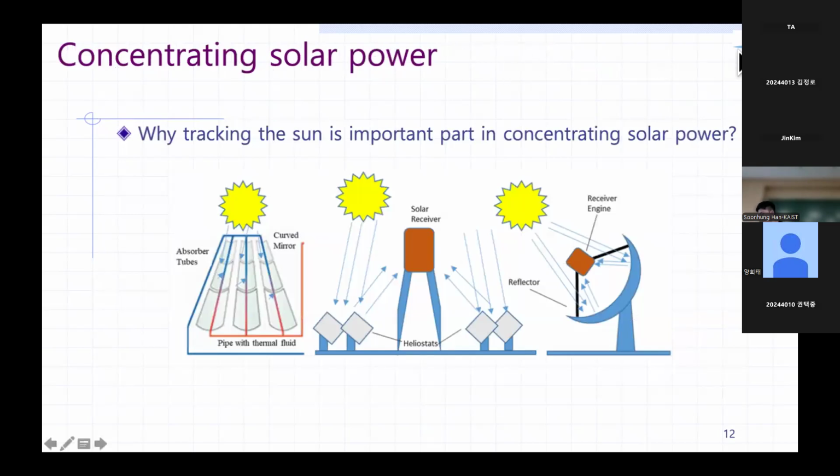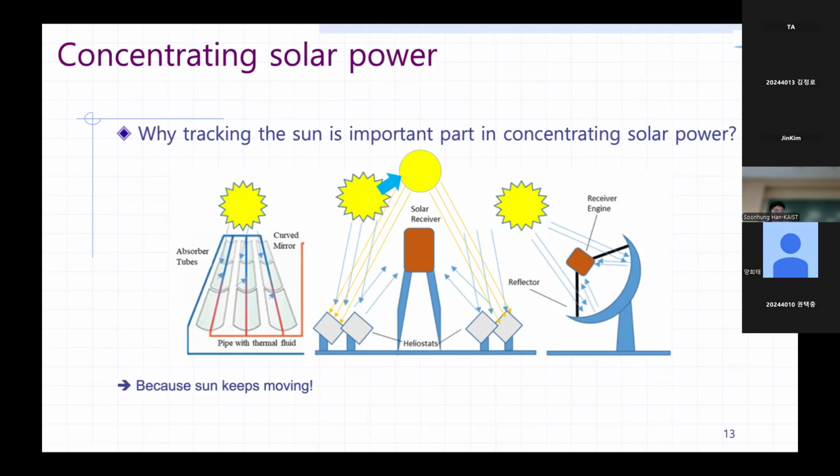Okay, well, this is pretty much easy. So you guys can answer. So why is tracking the sun important? Why do we have to track the sun? Yeah, for the best efficiency. Yeah, but why can you get the best efficiency when you track the sun? Yeah, true. It's an elementary school question. Thank you so much.